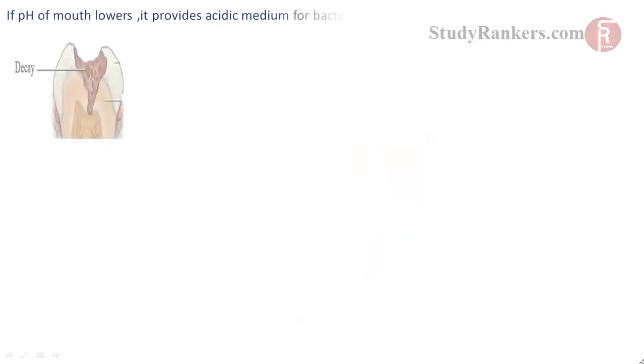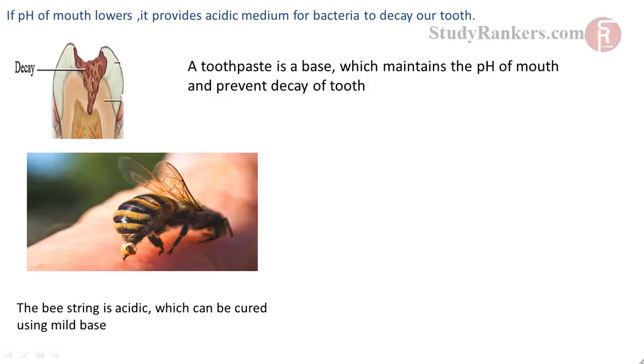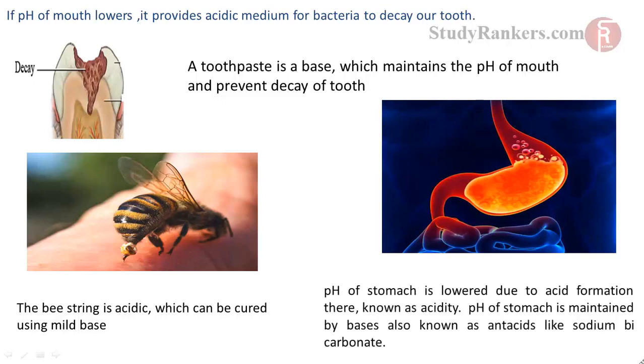If the pH of the mouth lowers, it provides an acidic medium for bacteria to decay our tooth. A toothpaste is a base which maintains the pH of the mouth and prevents decay of tooth. The bee sting is acidic, which can be cured using a mild base. Also, the pH of the stomach is lower due to acidic formation there, which is known as acidity. The pH of the stomach is maintained by bases, also known as antacids, like sodium bicarbonate.